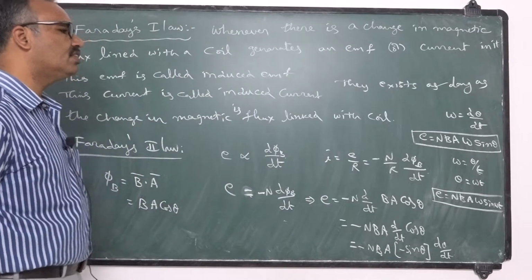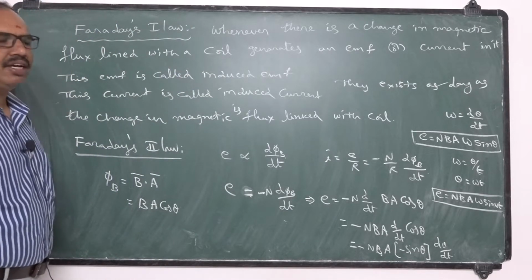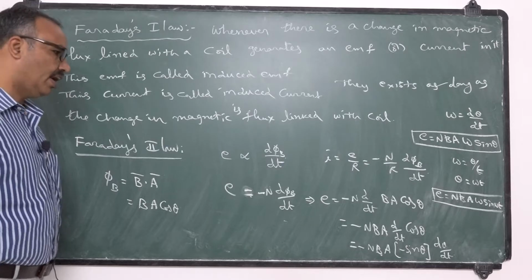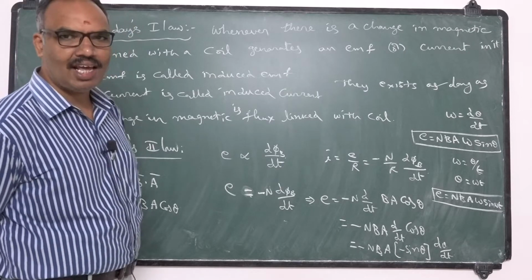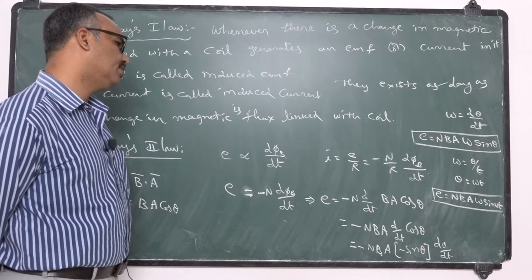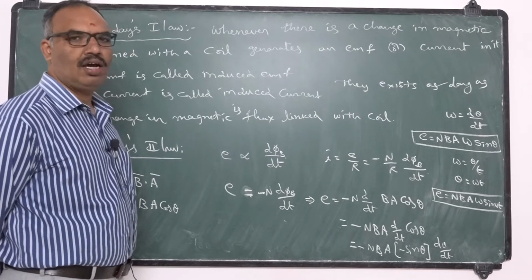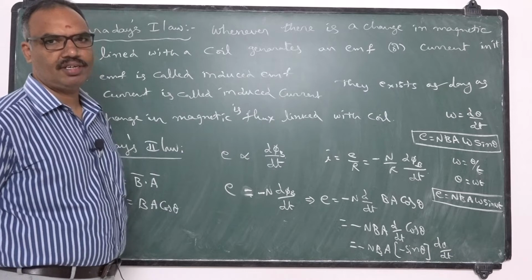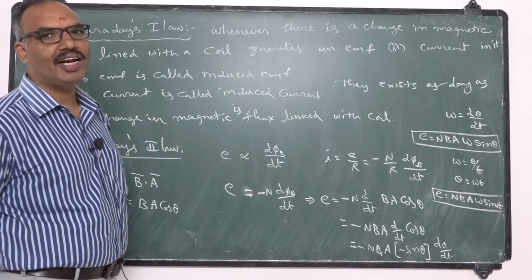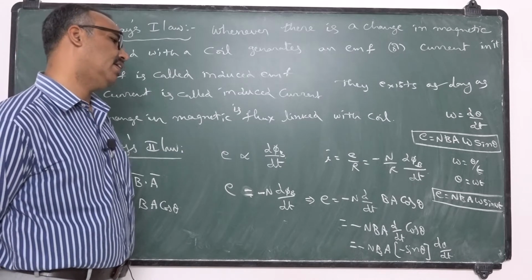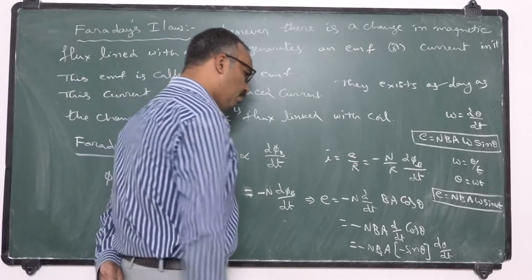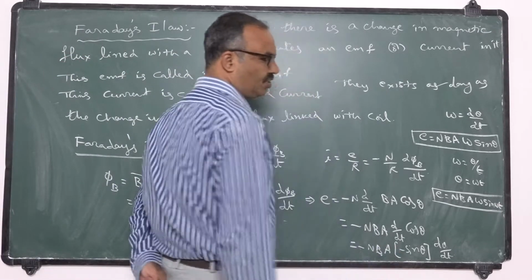Sine function means it is an alternating EMF, and the current related to this is an alternating current. So from Faraday's law, we got a mathematical expression for the general form of alternating EMF or alternating current, provided here B should be constant, A should be constant.